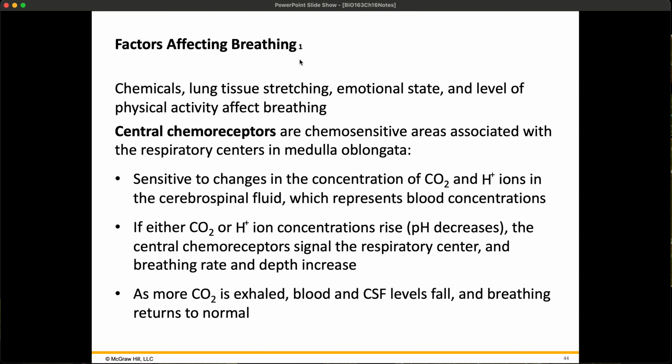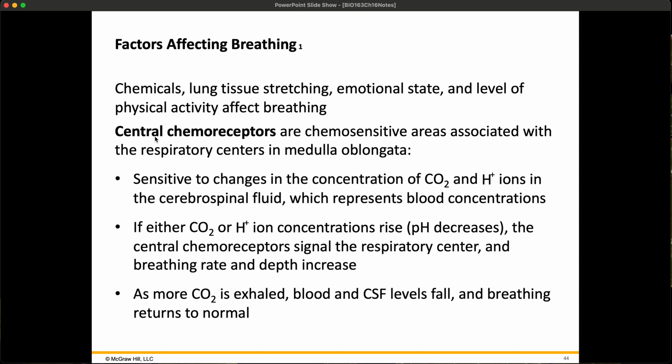Right, so what are some of those factors that are affecting breathing? Because we said it can be voluntary or involuntary. Things like chemicals, lung tissue stretching, your emotional state, and your physical activity all affect your breathing, especially physical activity. As your temperature increases, pH changes, CO2 changes, it can really affect your breath. You have a couple of different chemoreceptors. Chemoreceptors measure different chemical concentrations in the body.